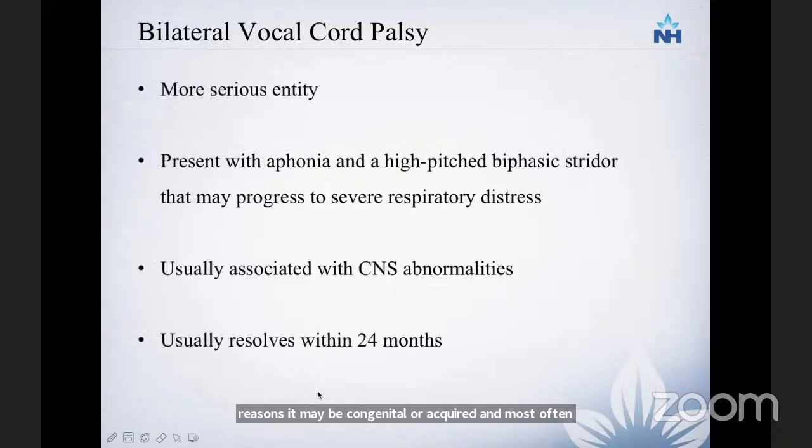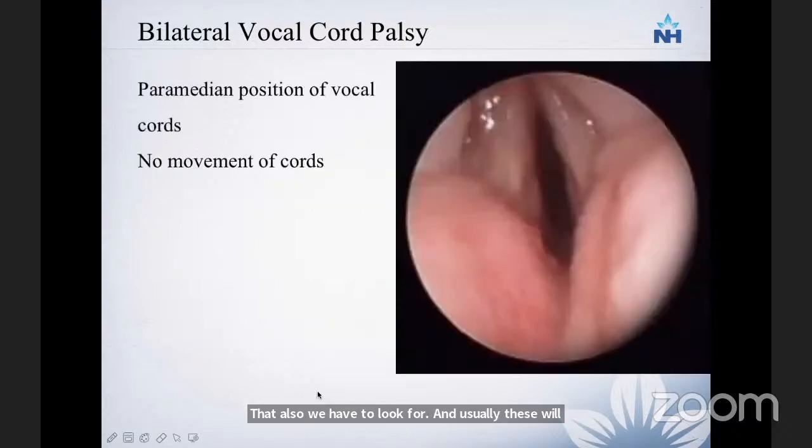So it is a very serious, it is a serious entity. The child usually has aphonia and a high-pitched biphasic stridor that may progress to severe respiratory distress. And these children usually have associated CNS abnormalities that we also have to look for. Usually these will resolve within 24 months when the child has good weight gain and has grown.